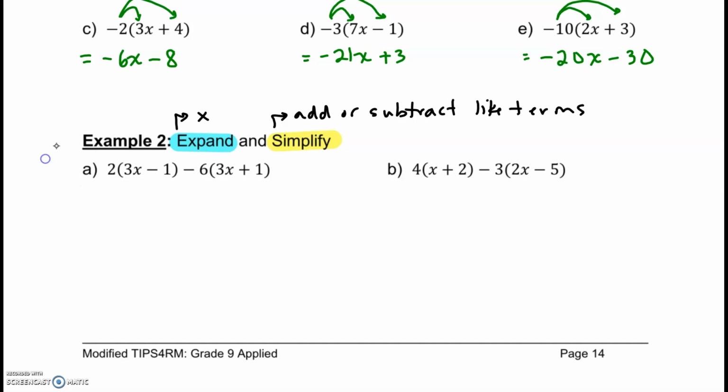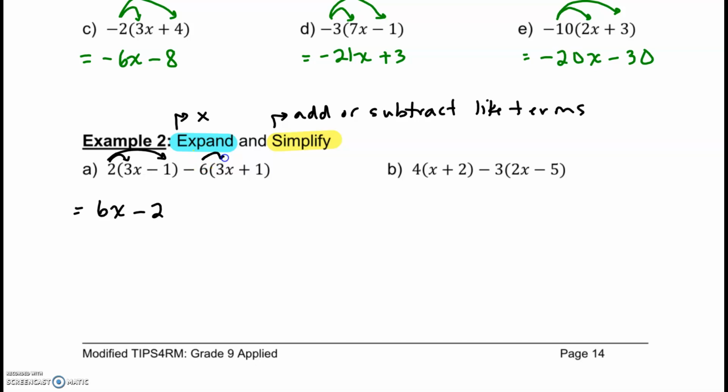We're going to do the same steps we did in example 1. The difference is we have to do it twice. We have to do it first for 2, and then we have to do it for 6. That's all that means. All right, let's take a look. So 2 times 3x we know is going to be 6x. And 2 times a negative 1, that's going to be negative 2. Because a positive 2 times a negative 1, opposite signs tell me it's going to be negative 2. Okay, looks good.